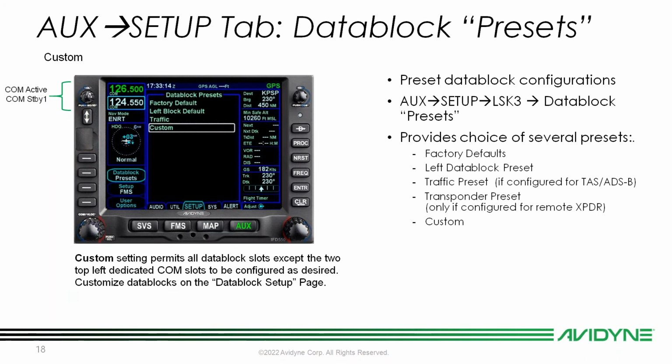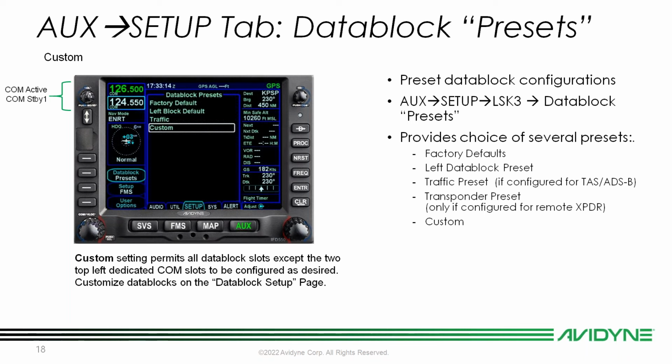And then your customs, right? That permits all of your data block slots, except for the 2 top left dedicated COM slots, to be configured. So one of the questions that we may get is, well, let's say I've got the traffic data block preset selected. What does that mean? Well, that means you can customize everything else except for the traffic. If you want to be able to customize every single data block, just go ahead and throw it on custom as your data block preset.